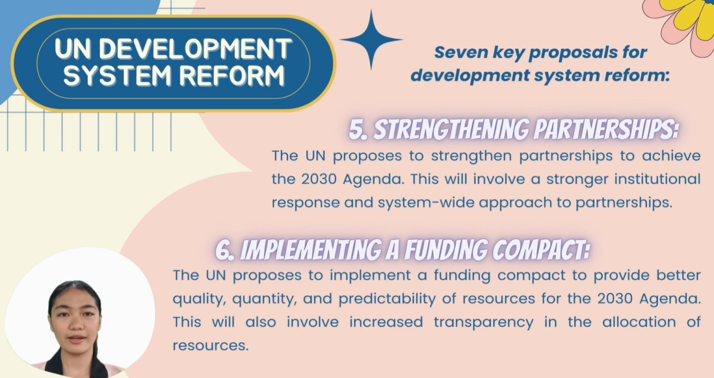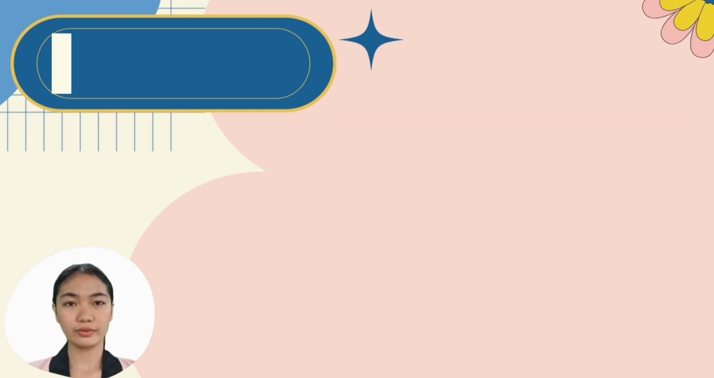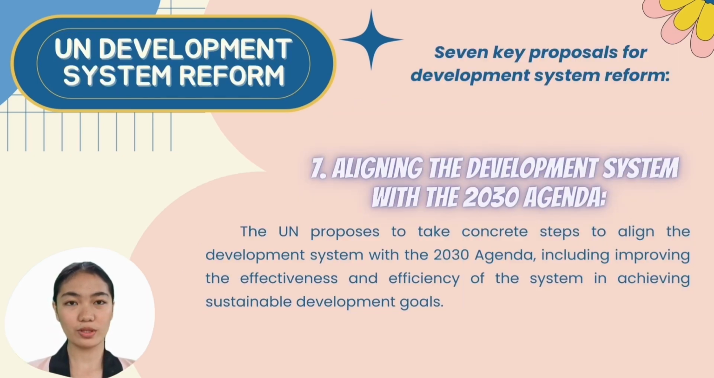Sixth, implementing a funding compact. The UN proposes to implement a funding compact to provide better quality, quantity, and predictability of resources for the 2030 Agenda. This will also involve increased transparency in the allocation of resources. Seventh, aligning the development system with the 2030 Agenda. The UN proposes to take concrete steps to align the development system with the 2030 Agenda, including improving the effectiveness and efficiency of the system in achieving sustainable development goals.